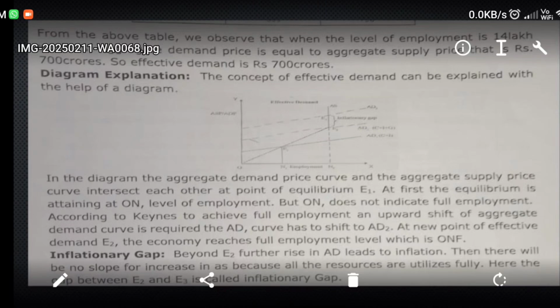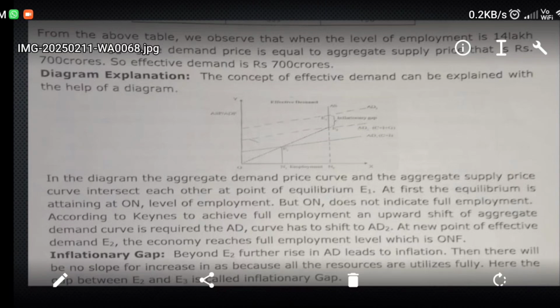According to Keynes, to achieve full employment, an upward shift of the aggregate demand curve is required. The AD curve shifts to AD2. The new point of effective demand is E2, not E1. The economy reaches the full employment level, which is ONF.